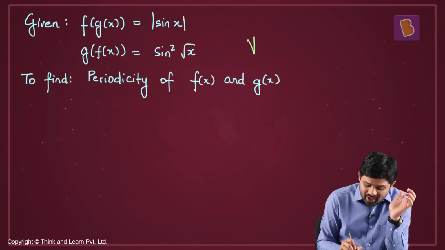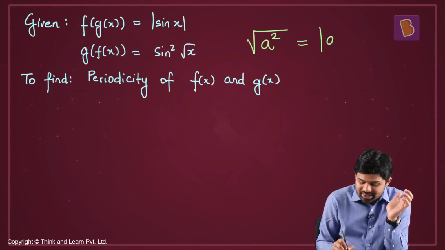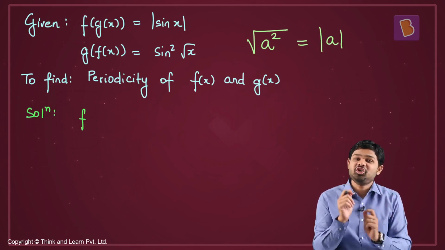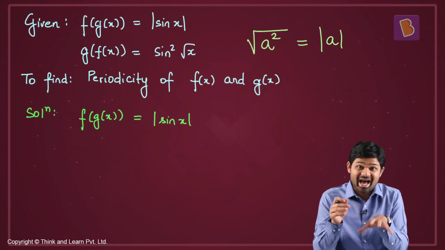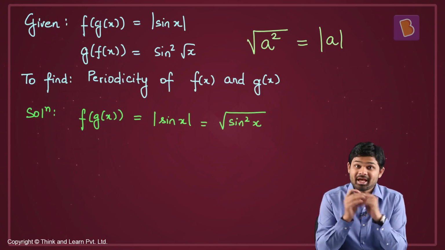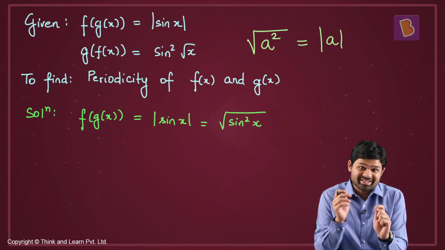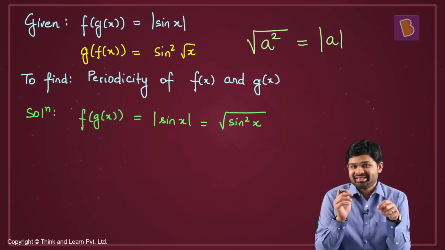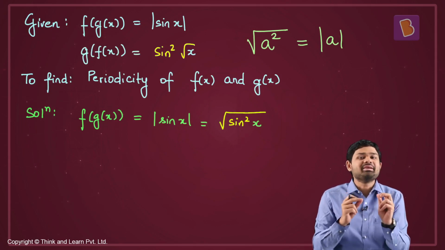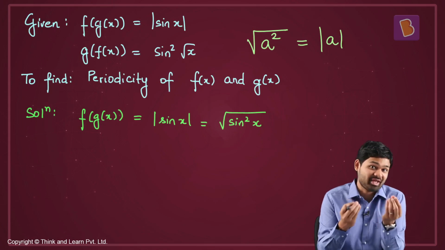So if you have under root of A square, this is nothing but modulus of A. So now I'm going to rewrite my f of g of x, which is modulus of sine x, as under root of sine square x. Now f of g of x is under root of sine square x. G of f of x is sine square under root x. Now there is a sine square, there is the under root. Now things are making more sense. There is much more coherence between f of g of x and g of f of x now, right?